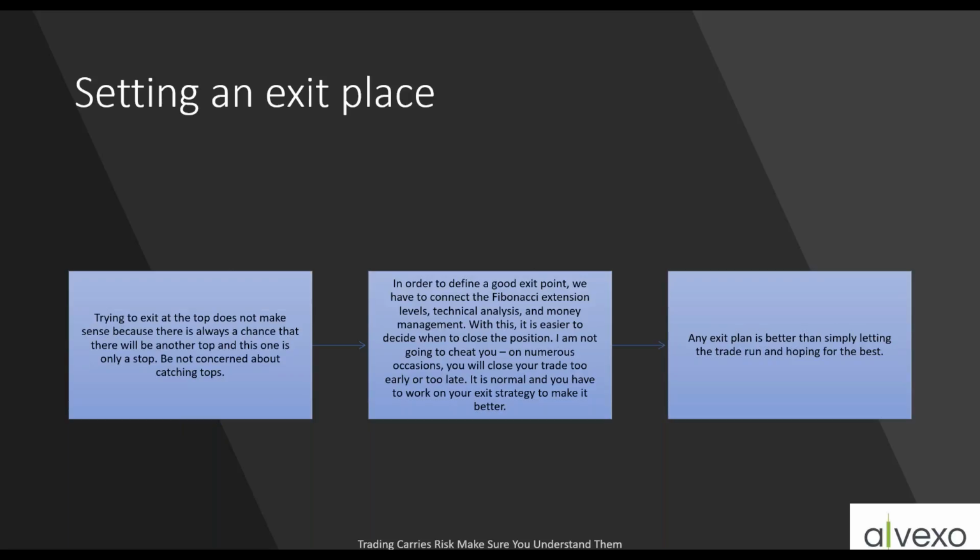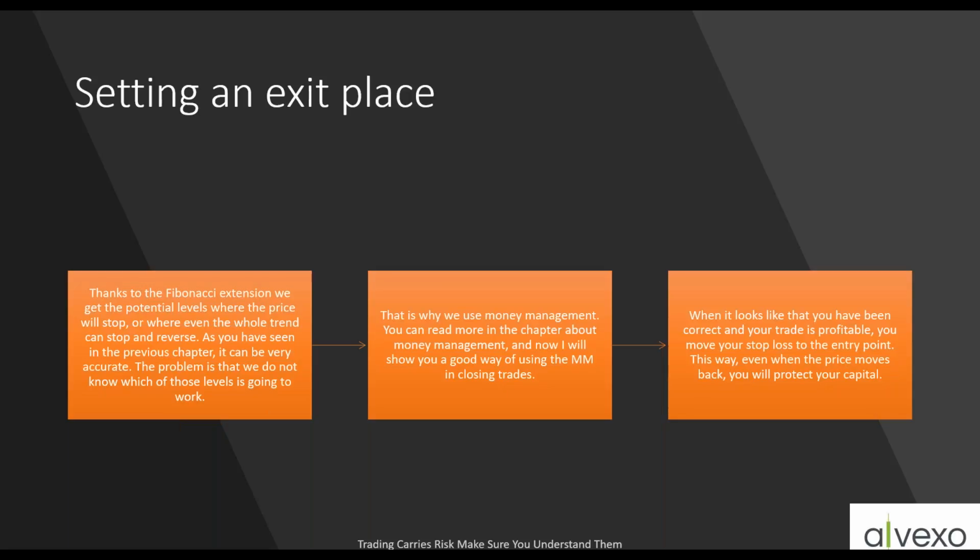In order to find a good exit point, we have to combine the Fibonacci extension levels, technical analysis, and money management. Any exit plan is better than simply letting the trade run and hoping for the best. Thanks to the Fibonacci extension, we get potential levels where the price will stop, or where even the whole trend can stop and reverse. As you have seen in the previous examples, it can be very accurate. The problem is that we do not know which of these levels will work. That is why we use money management.